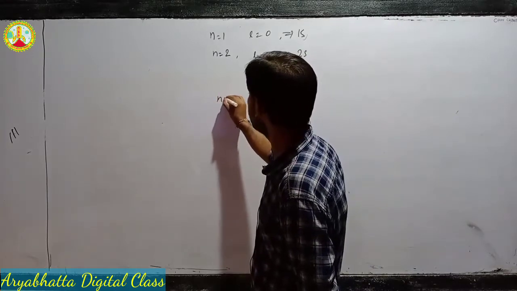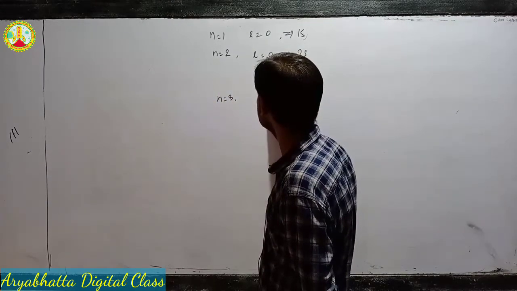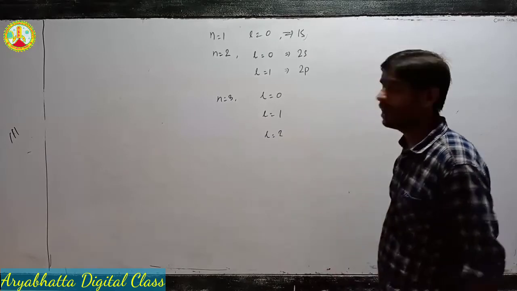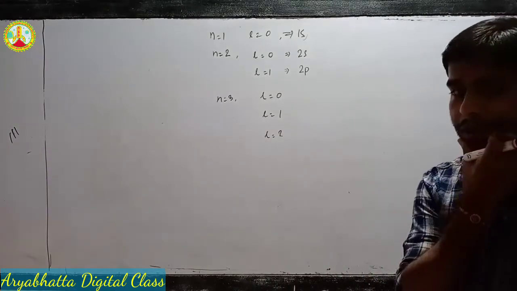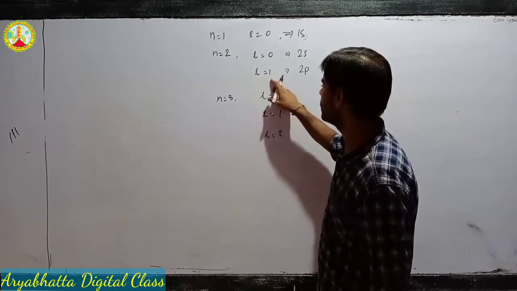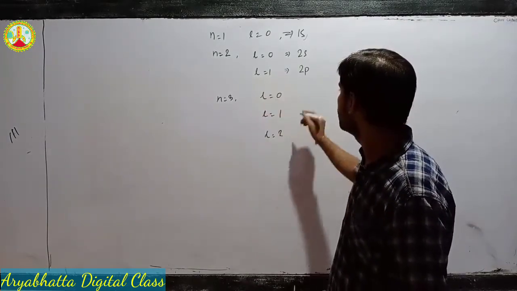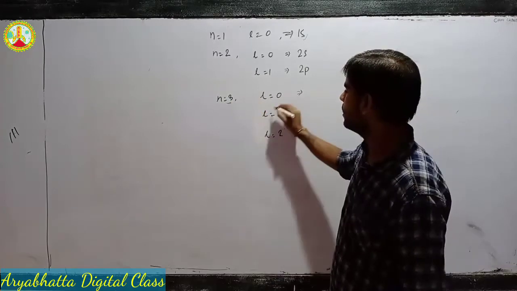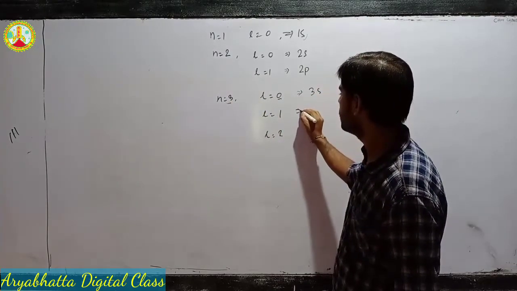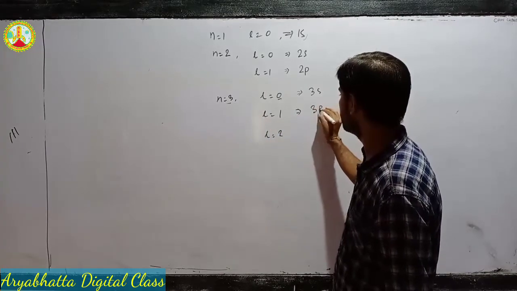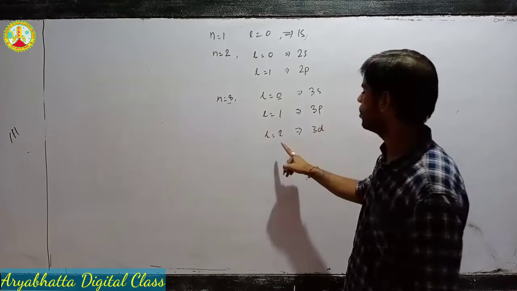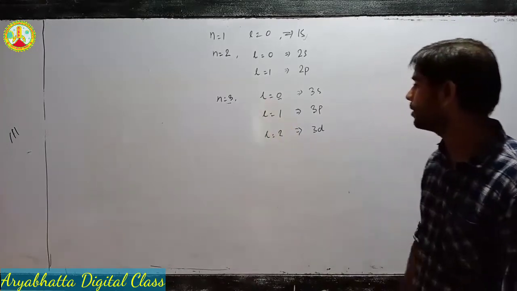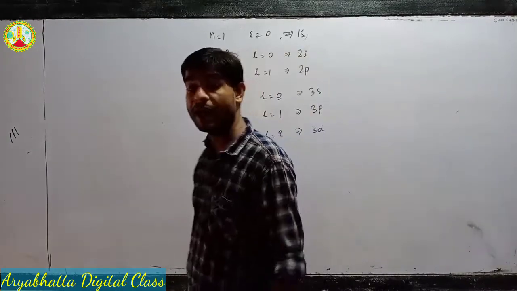Then suppose we have n equal to 3, then what are the possible values? We have 0, 1, 2. I'm not going into the ml value right now because the ml value is very easy. If I have l equal to 1, then ml will be minus 1, 0, plus 1, and every time it will be the same. So n is 3, l is 0, so I get 3s orbital. n is 3, l is 1, so I get 3p orbital. And 3d orbital because l is 2, so it will be d orbital. Similarly for n equal to 4, you will get 4s, 4p, 4d and 4f orbitals.